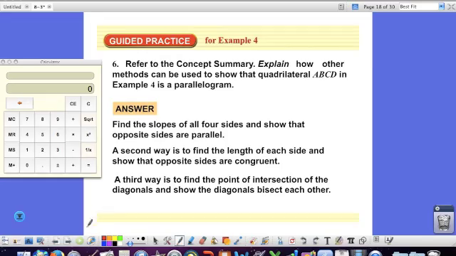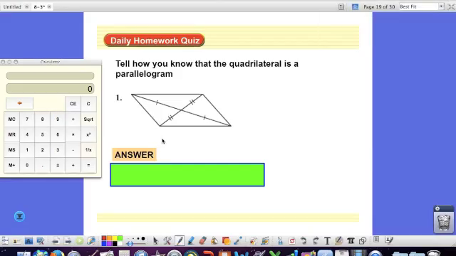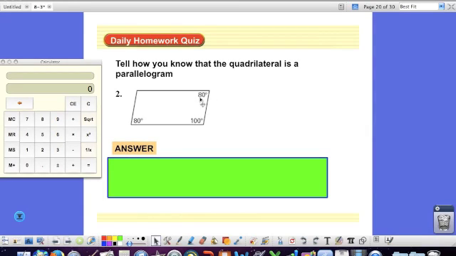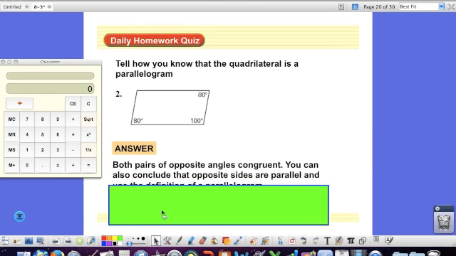Okay. There are some other ways you could have done it if you want to read through. Quiz. Tell how you know that the quadrilateral is a parallelogram. Because the diagonals bisect each other, it's a parallelogram. In this case, the consecutive interior angles are supplementary. They add up to 180 degrees. That makes it a parallelogram.